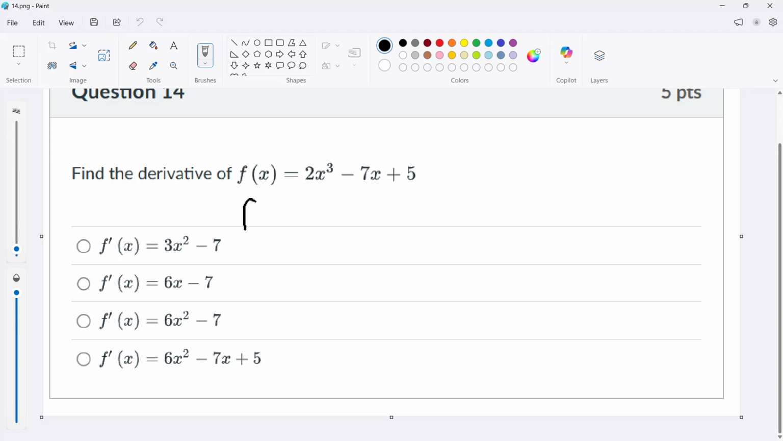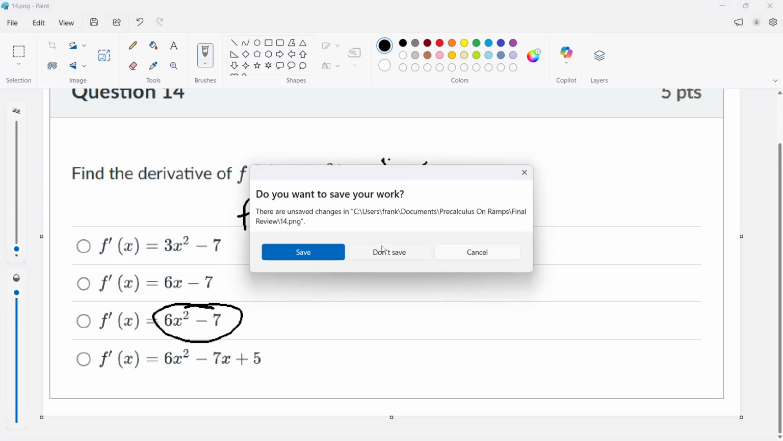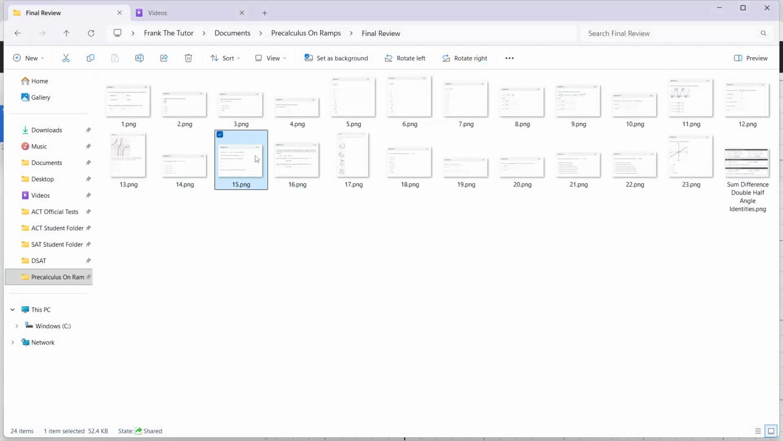Find the derivative. I'm going to use the power rule. Remember, I take the exponent, multiply it by the number in front. 3 times 2 is 6, and then subtract 1 from the exponent, so x squared. This exponent is 1. 1 times negative 7 is negative 7. 1 minus 1 is 0. X to the 0 is just 1. It goes away. So 6x squared minus 7, and then the derivative of a constant is just 0. So the derivative is 6x squared minus 7. So there's 14. Now let me go to 15.